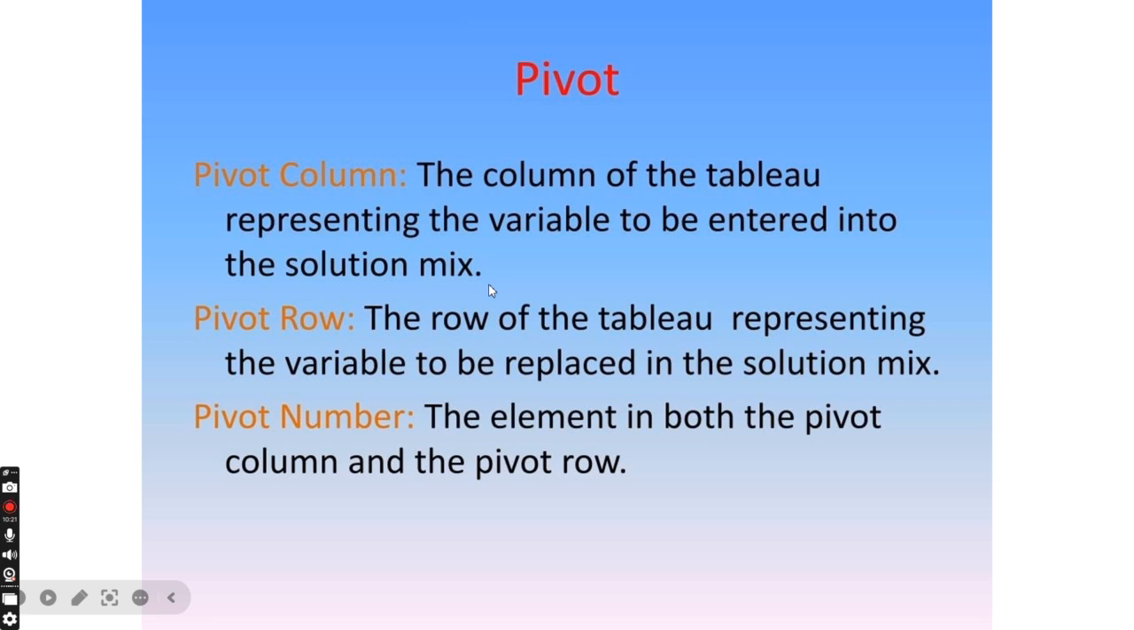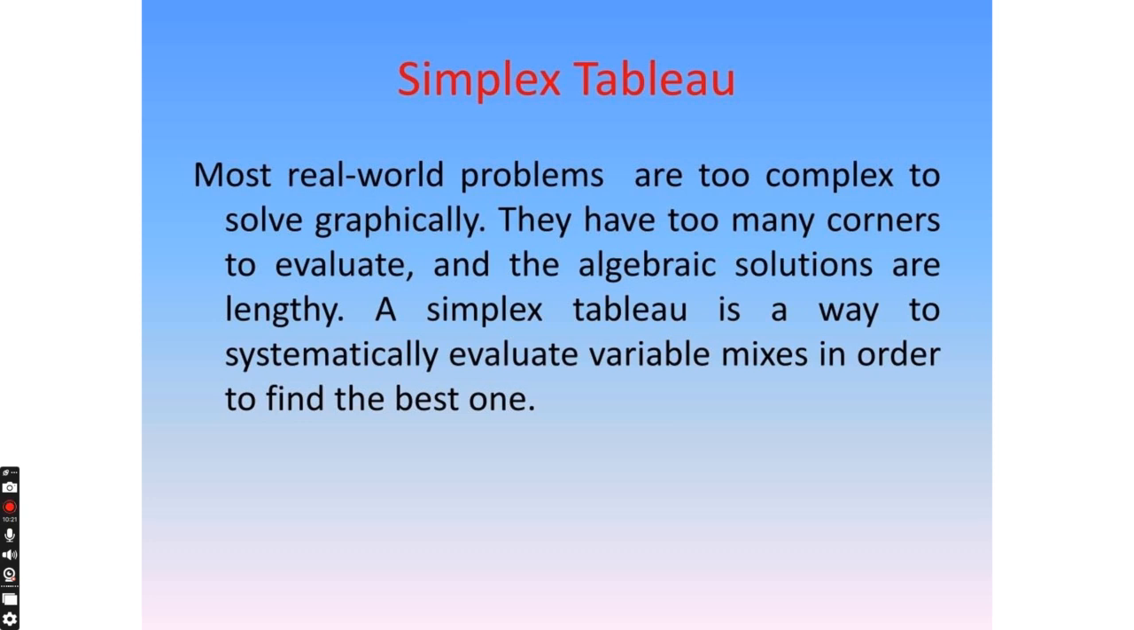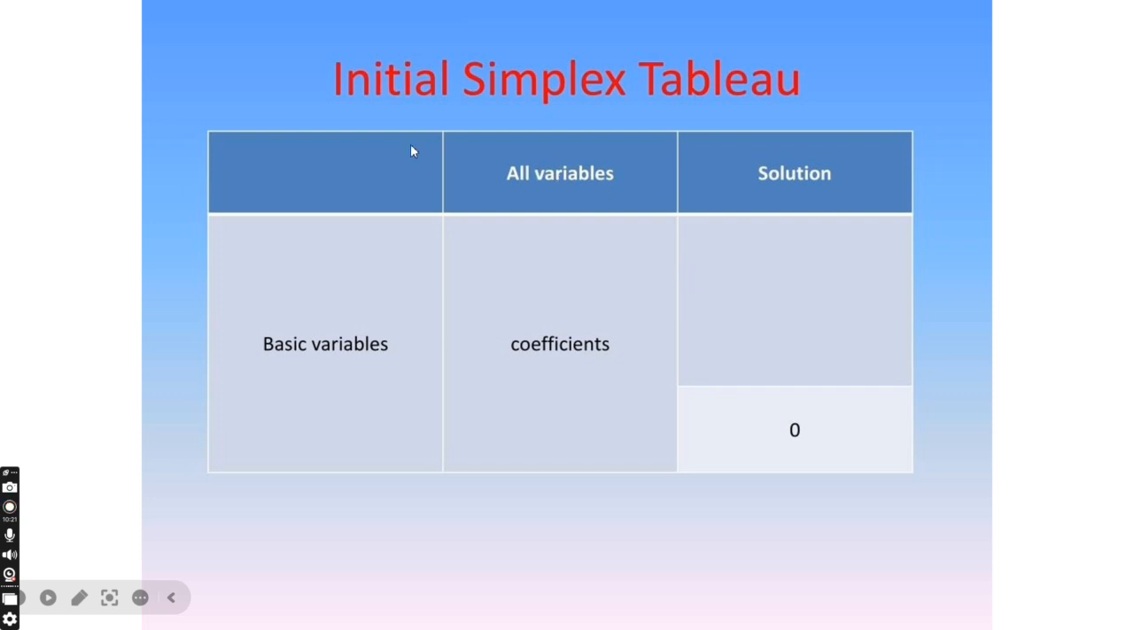So you need to understand what is slack variable, what is standard form, what is pivot column, pivot row, pivot number before solving the equation using simplex method. Then simplex table. Most real world problems are too complex to solve graphically, so we need to go for a linear programming method like simplex method. So simplex table is a way to systematically evaluate variable mixes in order to find the best one. That is what simplex table is.